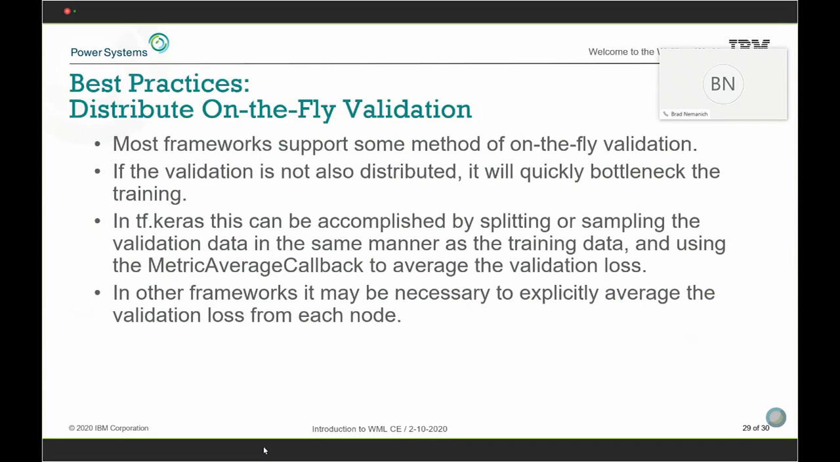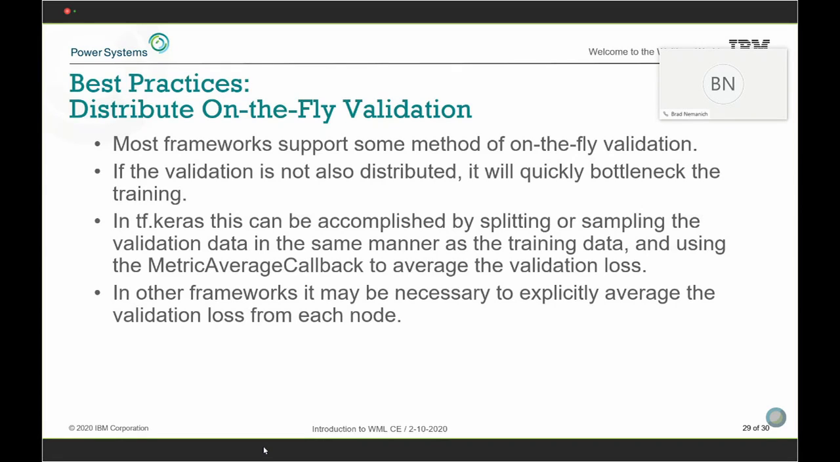All right. And the last best practice I'd like to talk about is on-the-fly validation. A lot of models, especially written in Keras, do on-the-fly validation, so that as they're training, they validate against a test data set, a non-trained data set, and make decisions based on that validation data set. If you don't also distribute that validation, that'll quickly become the bottleneck of training.